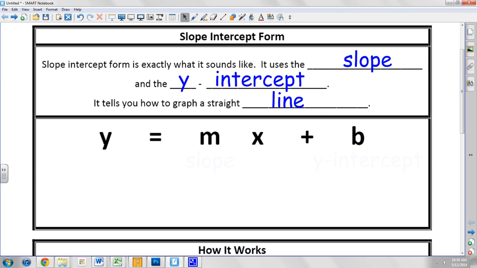Y is always just y. Eventually, with y and x, we can plug in variables to check if they're solutions. But for right now they just remain y and x. M is our slope. B is our y-intercept. So M and B are the two important variables that you'll have to identify. When it asks what is the slope, you look at M. When it asks what is the y-intercept, you look at B.